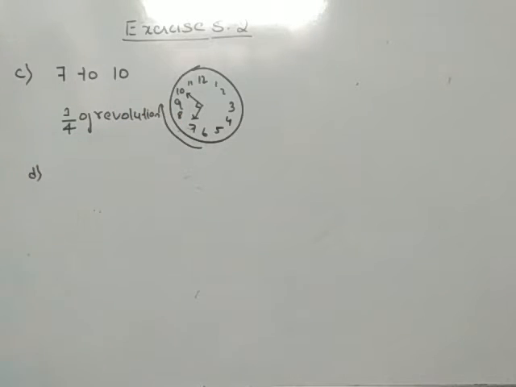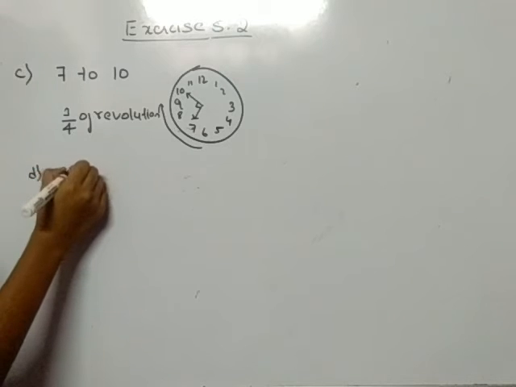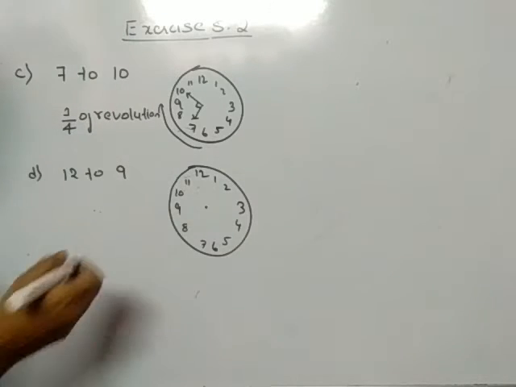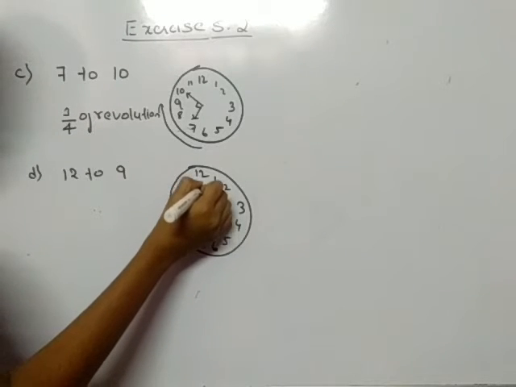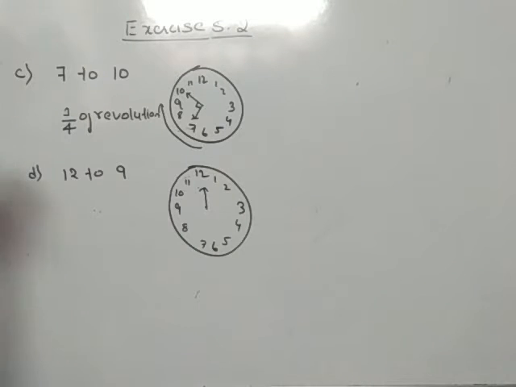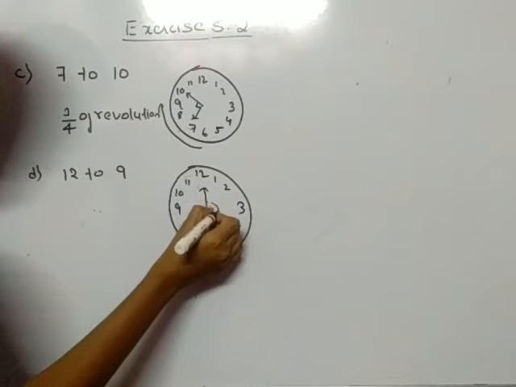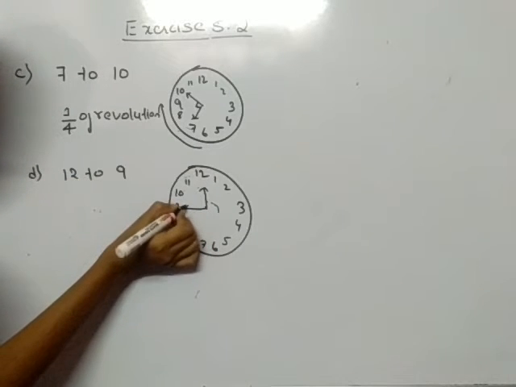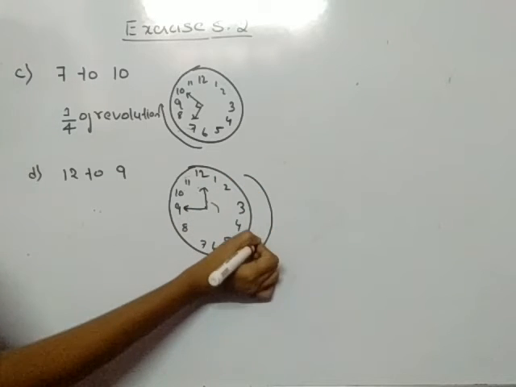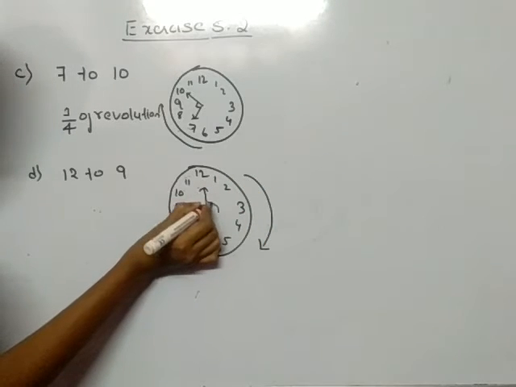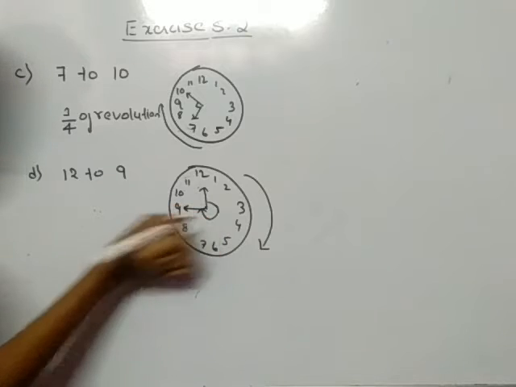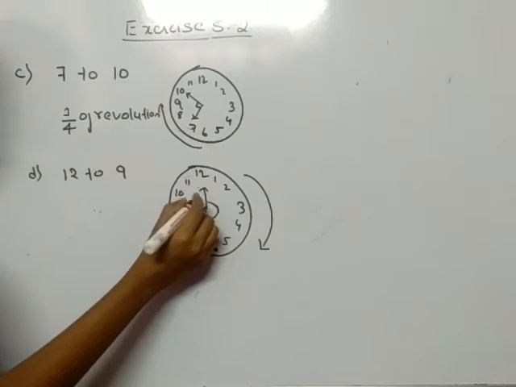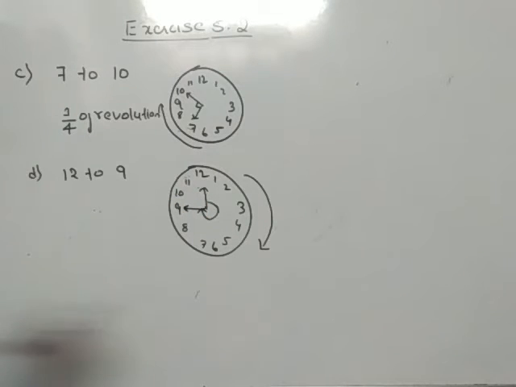Now fourth one, 12 to 9. Okay, in the fourth one, the hour hand is first facing towards the 12. After rotating, it came to the 9. The rotation is done in a clockwise direction, means it rotated like this. Right? It rotated like this. To make one complete revolution here, only one right angle is left, isn't it?